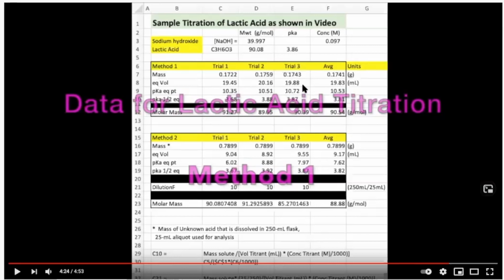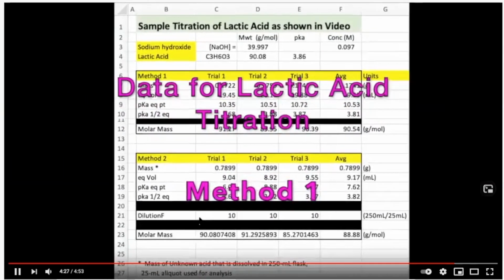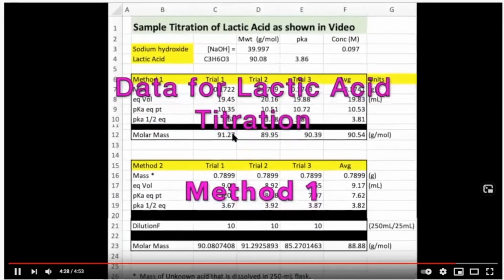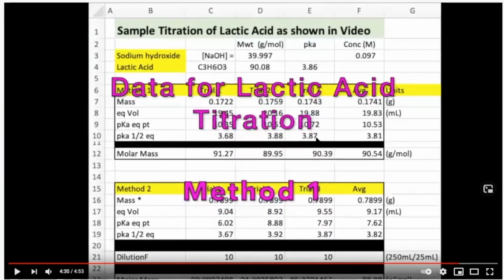Now you're not going to use the pKa at the equivalence point, but you record it anyway just to see how consistent you are. And then over here, pKa at halfway to the equivalence point. That's the important point. If you take a look, it's 3.68, 3.88, 3.87. So two of these are very close. One of them is sort of far, and that was because it was the first trial. The first trial is always quick and dirty. Second and third, hopefully, are more consistent. And these are the averages.